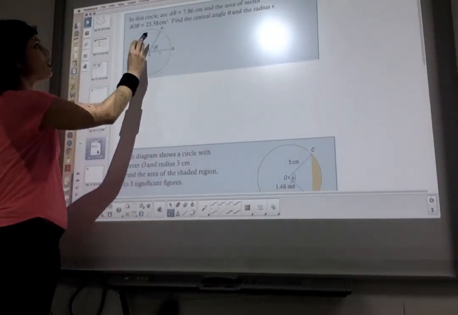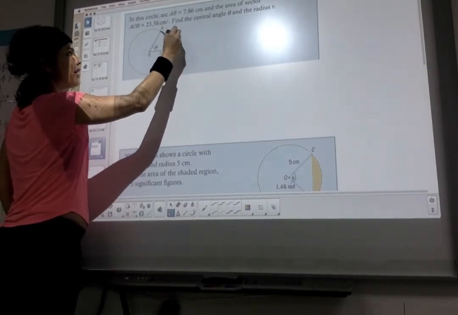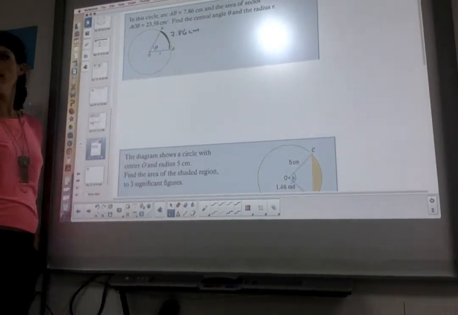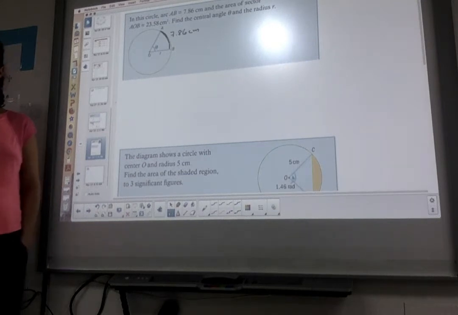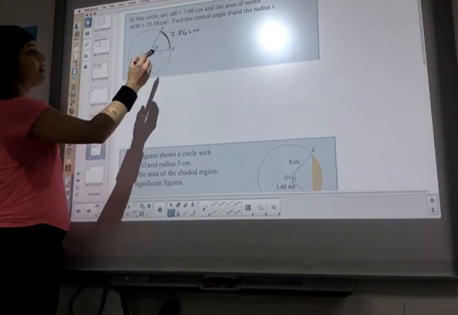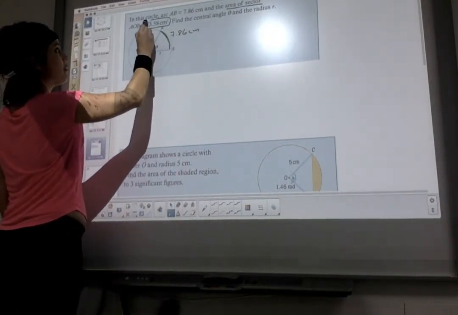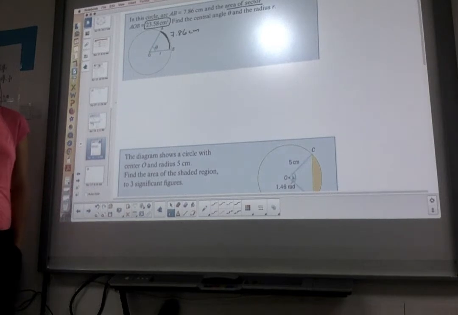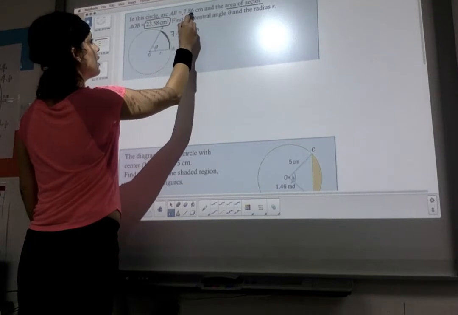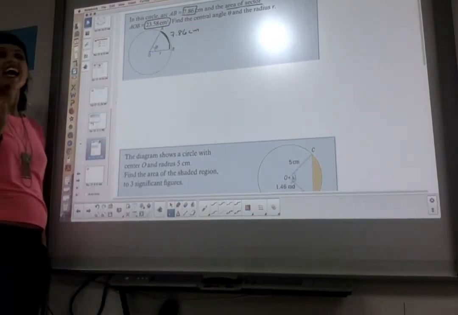So guys, in this circle, they're saying the arc length AB is 7.86 centimeters. So go ahead and label that in your picture. They're also telling you that the area of the sector AOB is 23.58 centimeters squared. So we're giving you the arc and the area of the sector. What do they want you to find? The central angle and the radius, R.